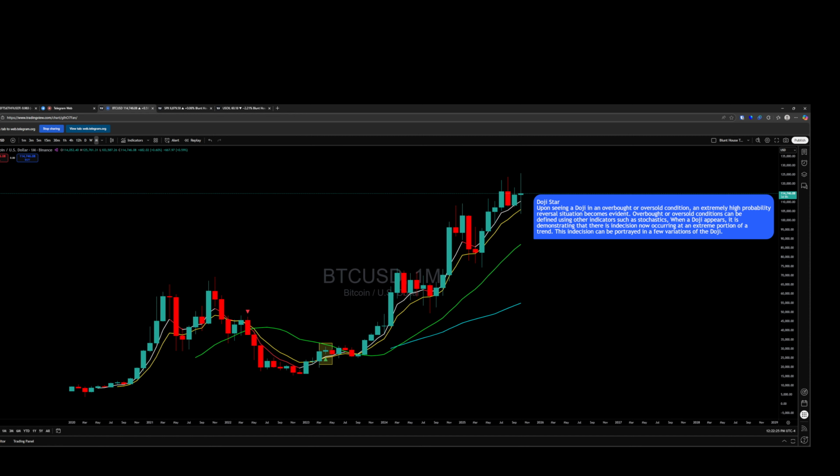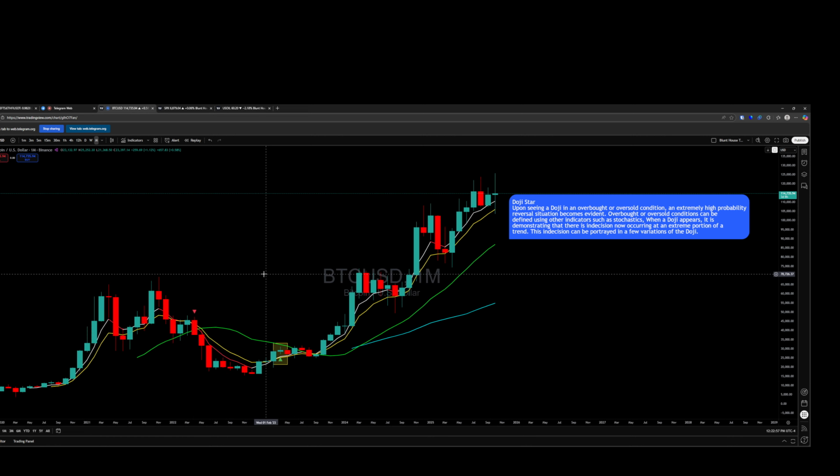And for those of you that might be on a phone or can't really see this print, upon seeing a doji in an overbought or oversold condition, an extremely high probability reversal situation becomes evident. Overbought or oversold conditions can be defined using other indicators such as stochastics, which of course we use, and stochastic RSI. But when a doji appears, it is demonstrating that there's indecision now occurring at an extreme portion of a trend. This indecision can be portrayed in a few variations of the doji. We've talked about the gravestone and so on.